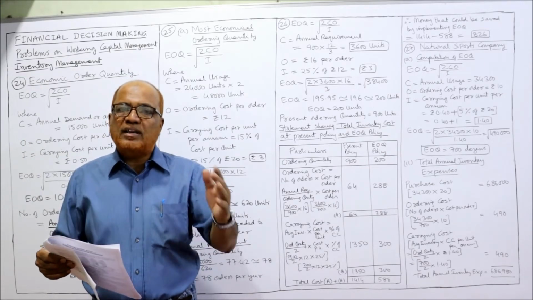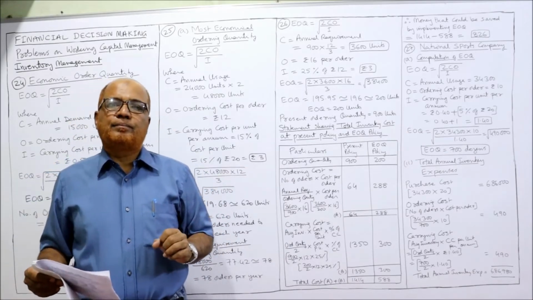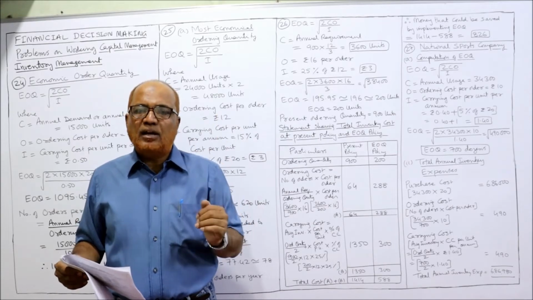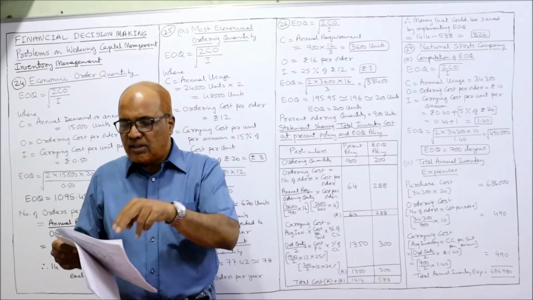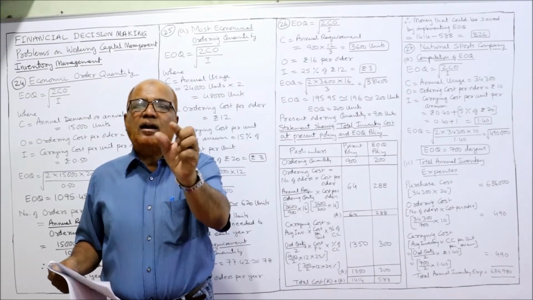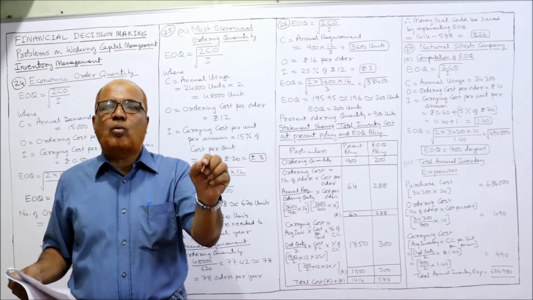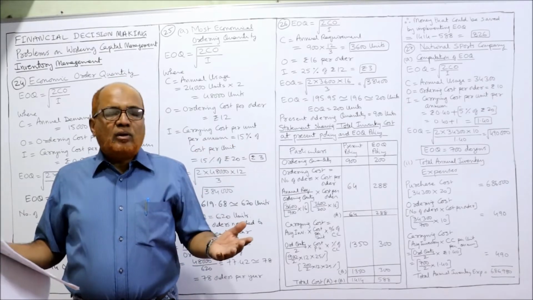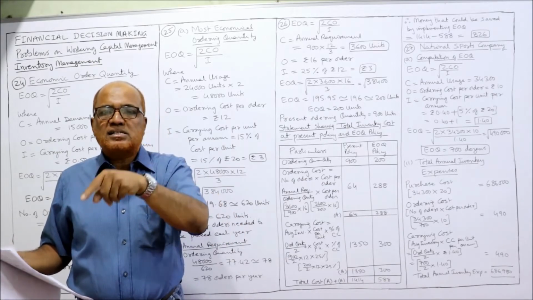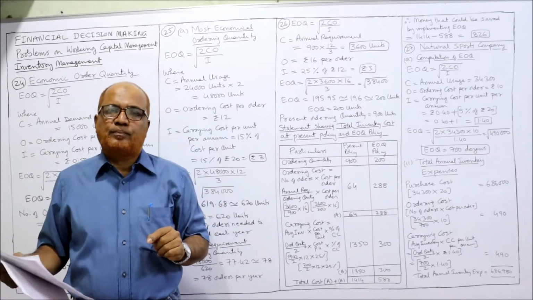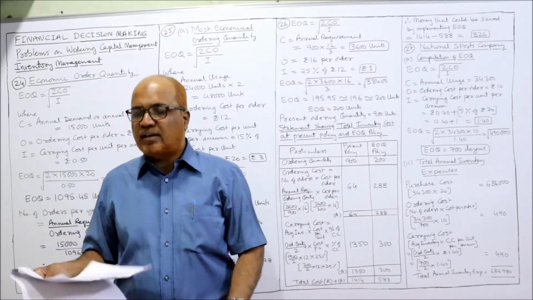So every 3 months, and 1 year, how many months are there? 12 months. So 12 divided by 3, 4. So 4 orders are placed in 1 year. And every time they are ordering 900 units. So 900 into 4, 3,600 units is the annual requirement. So annual requirement is not directly given in the problem. Indirectly it is saying 3 months quantity is 900. For 12 months how much? So 12 divided by 3 into 900, you will get 3,600 units.